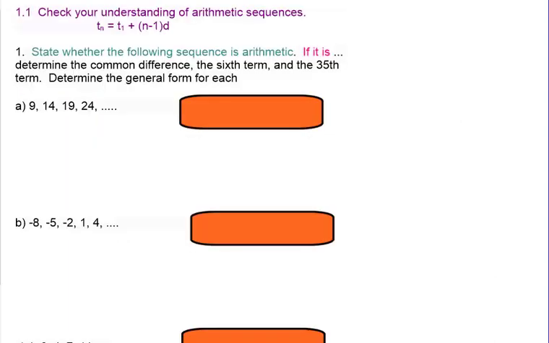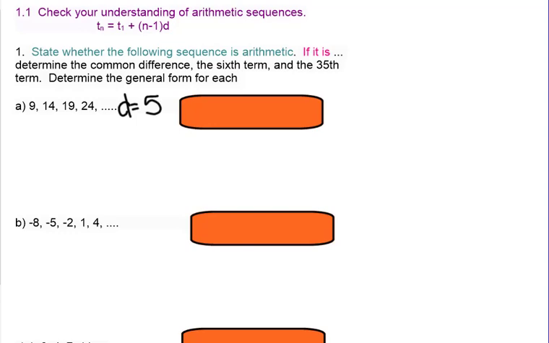So check our understanding. So state whether the following sequence is arithmetic. If it is, determine the common difference, the 6th term and the 35th term, and determine the general form for each. So starting, we want to see if we can find a common pattern in how our numbers increase. So if we've got 9 to 14, well, that's 5. Then if we've got 14 to 19, well, that's also 5. 19 to 24, again, that's also 5. So we do have a common difference of 5.